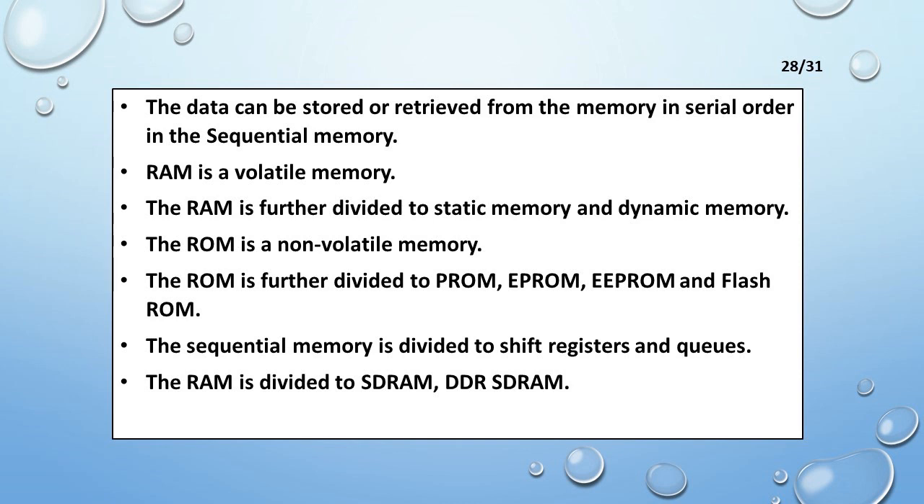RAM is a volatile memory. The RAM is further divided into static memory and dynamic memory. The ROM is a non-volatile memory. The ROM is further divided into PROM, EPROM, EEPROM and flash ROM. The sequential memory is divided into shift registers and queues. The RAM is divided into SDRAM and DDR SDRAM.